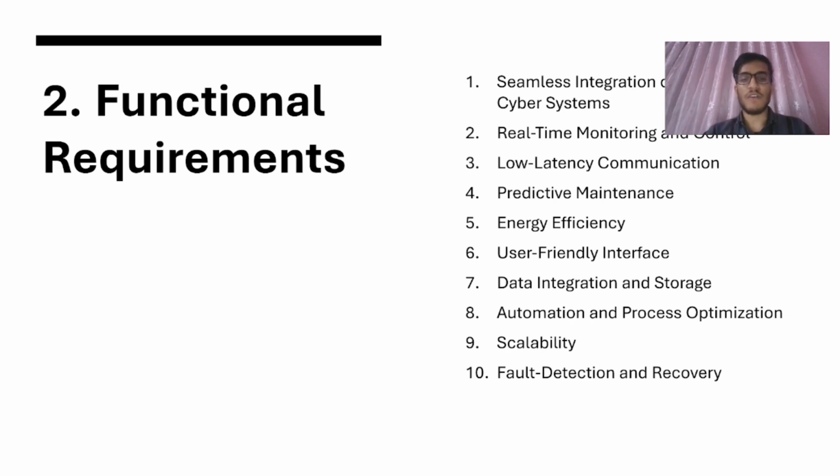Our system is built around a set of functional requirements that ensure it does what it needs to do. It must seamlessly integrate physical and cyber systems. It should offer real-time monitoring and control. Low latency communication is essential. It must support predictive maintenance. It needs to be energy efficient. A user-friendly interface is a must. It should integrate and store data effectively. Automation and process optimizations are key. The system must be scalable for future growth, and it should include fault detection and recovery mechanisms.